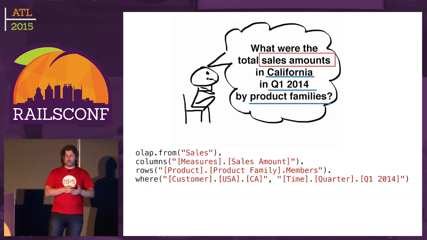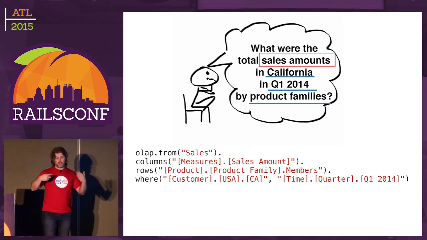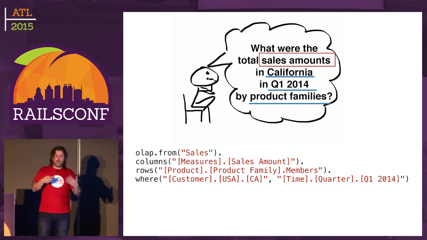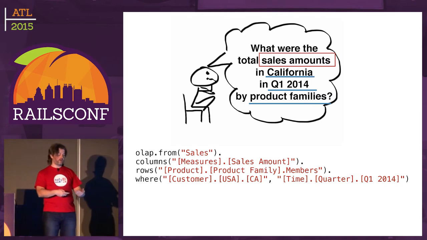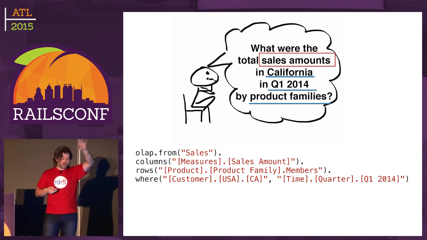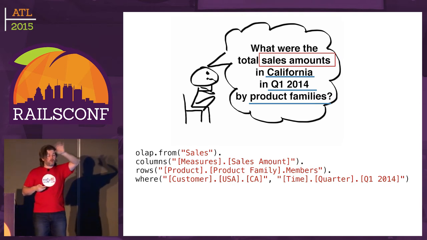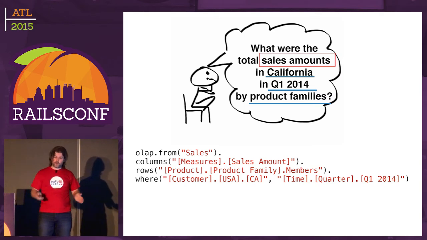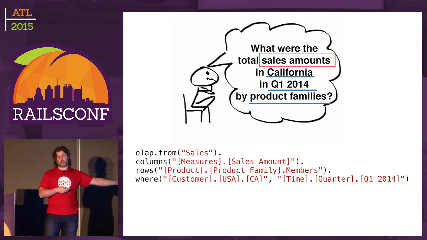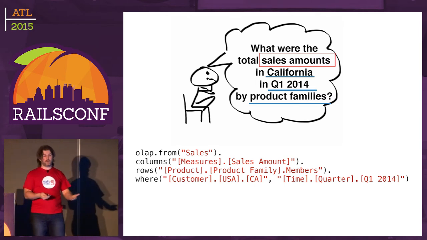Now when we look at the same question and how we could get the result using Mondrian OLAP, it's very simple and nice. It directly translates the question to our query. We tell that from the sales cube, on columns, we want to put sales amount as the column heading. On rows, we want to put all product families. We take from the product family level all members. And we put this limitation filter that we want to filter just from the customers dimension USA, California, and from the time dimension take quarter one 2014. And we get the result.